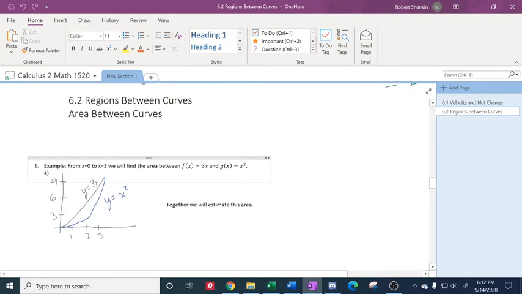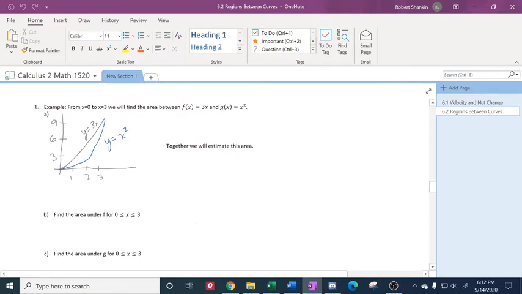So 6.2, regions between curves, area between curves. And example number 1. From x equals 0 to x equals 3, we will find the area between f of x equals 3x and g of x equals x squared. Okay, so here's x squared, part of a parabola, and here is y equals 3x, a straight line. They intersect at (0, 0) and at (3, 9). And we're trying to find this area between these two.